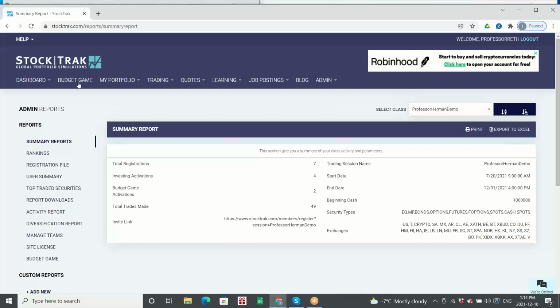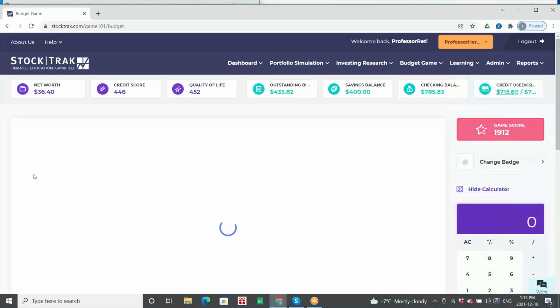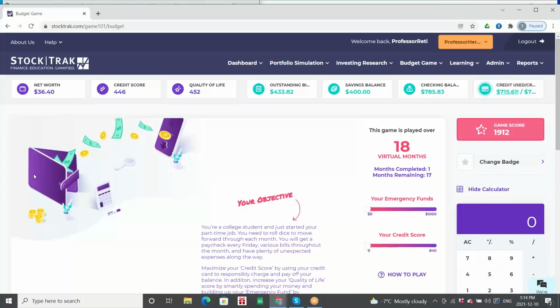So let's talk about the budget game very quickly. As I said, this is a really great interactive way for your students to manage a real-time budget with income and expenses and unexpected life occurrences that we call oh boy cards. So this is really exciting. With the game, you can play for a period of time up to 18 virtual months. Each virtual month takes about 30 to 35 minutes to complete. So if you're running a 9-week program or a 10-week program, you may decide that you want your students to use the budget game for a 6-month period.